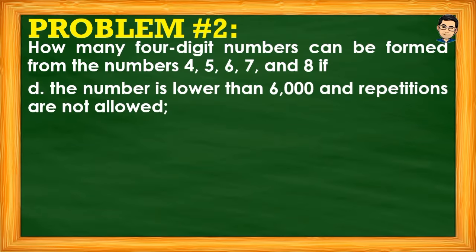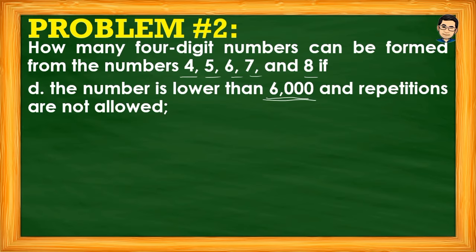So, for letter D, the number is lower than 6,000 and repetitions are not allowed. Okay. So dito, very specific siya. It's because the number is lower than 6,000. So ibig sabihin, yung mga hinahanap natin below 6,000. So kung papansinin natin yung mga given numbers natin, so dalawa dyan ang pwede nating gamitin for the first digit. So yun ang 4 tsaka 5. Okay, hindi kasi natin pwedeng gamitin yung 6. It's because lower than 6,000 nga.